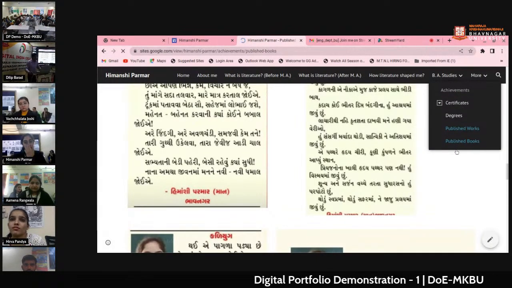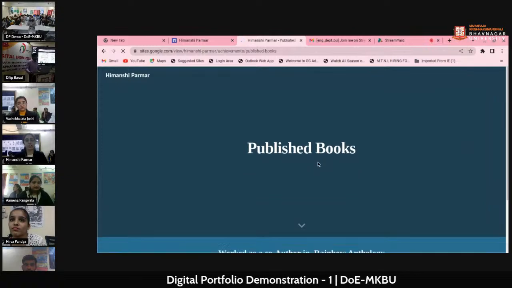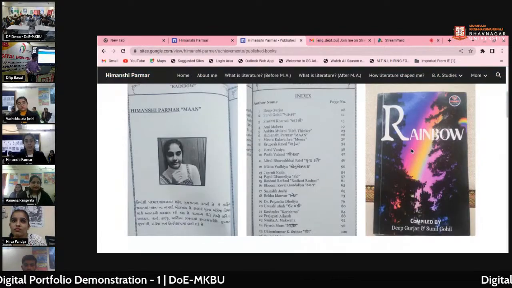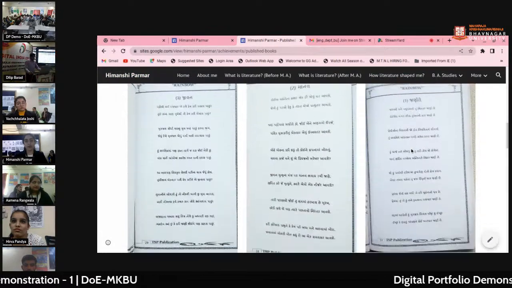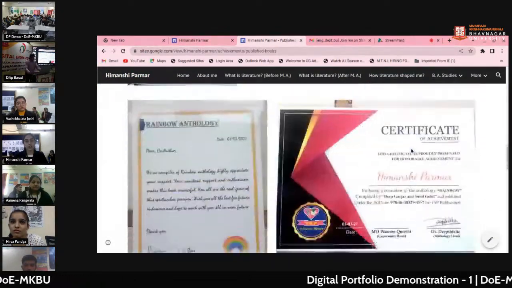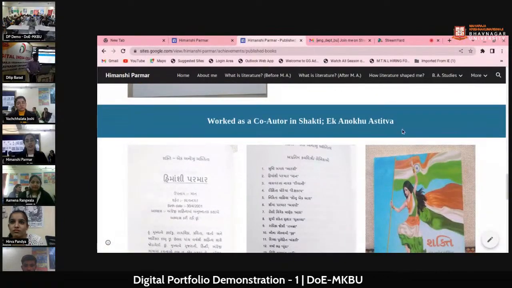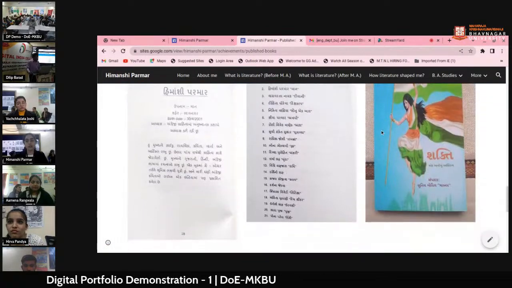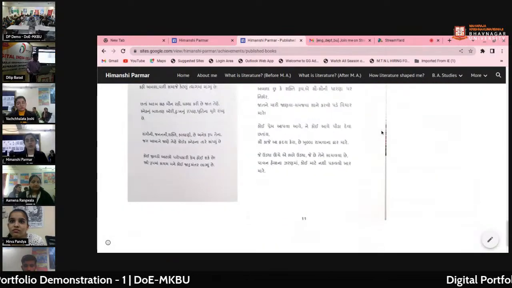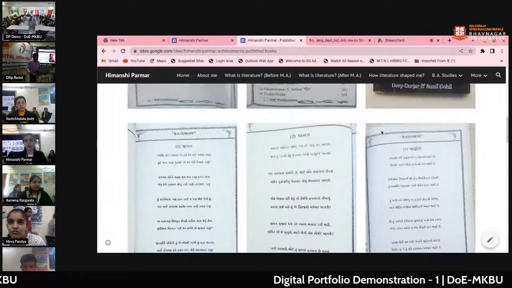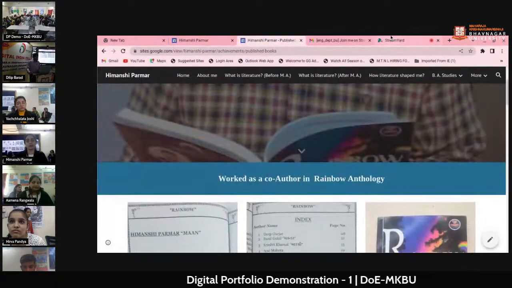Here are the books in which I worked as a co-author. First, there is a Rainbow anthology. In that, three of my poems got published, and these are the certificates. And the second one was Shakti Ekanokos, in which two of my poems got published. So in these two books, I have worked as a co-author. Thank you.